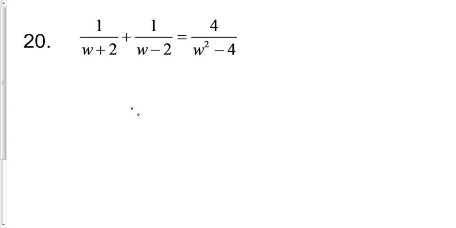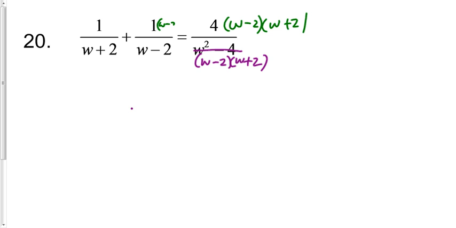Take a look at your denominators here. You have a w plus 2, a w minus 2, and then notice this one's a difference of 2 squares. So if you factor it, you get w minus 2 and w plus 2. That's your common denominator here. That's what we're going to multiply everything by. So I'm going to multiply each fraction by w minus 2, w plus 2, and it's going to cancel out every fraction. You've got to squeeze these in really small.